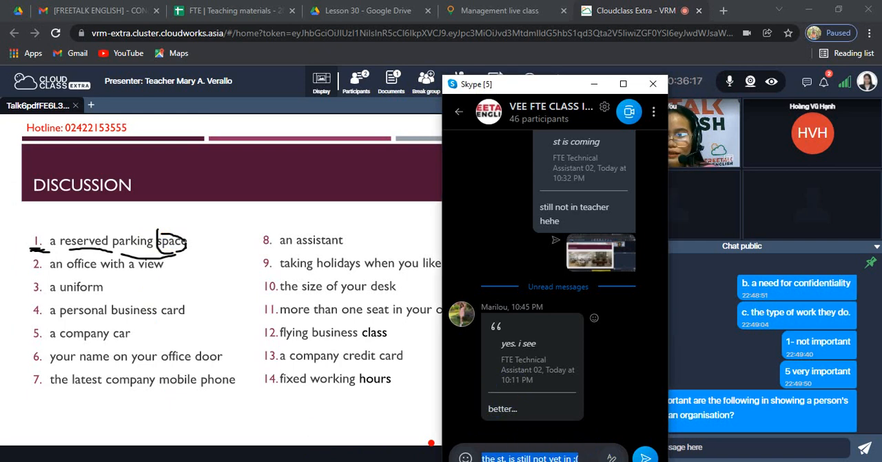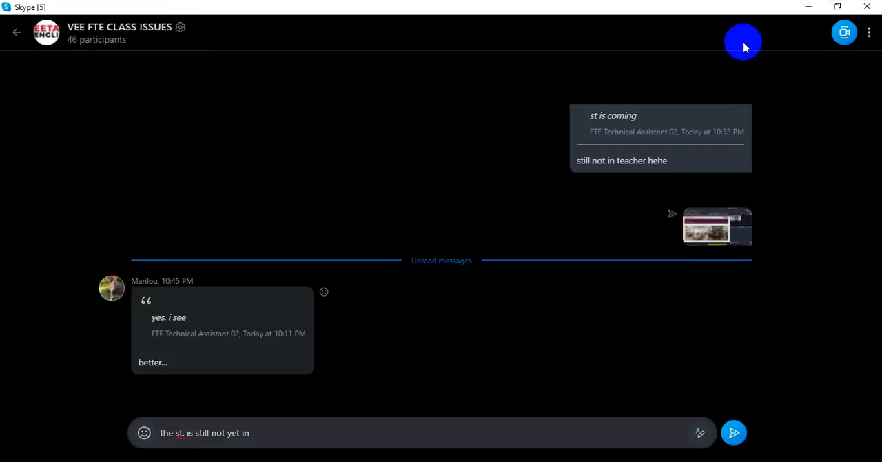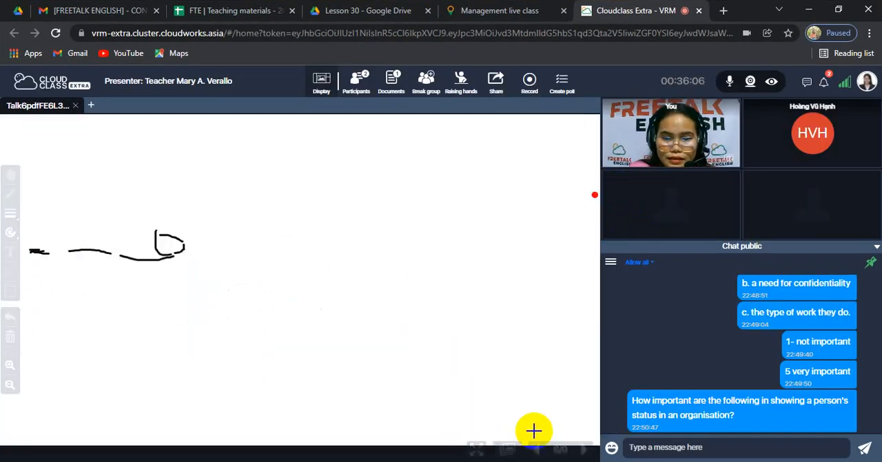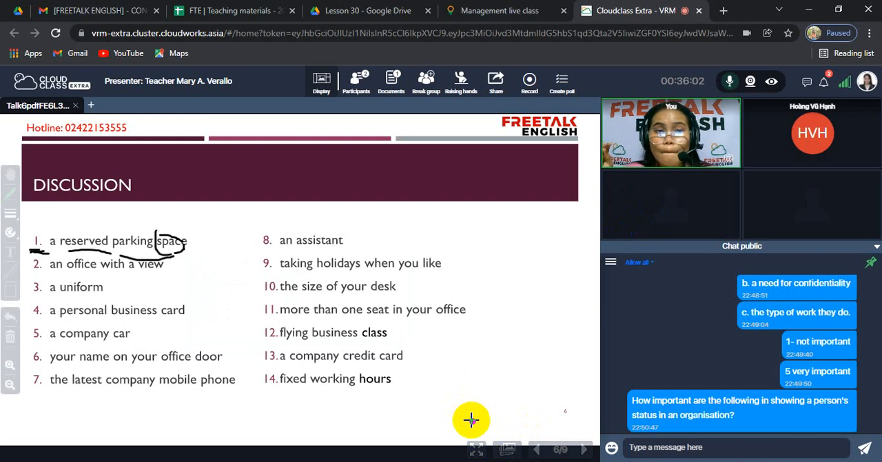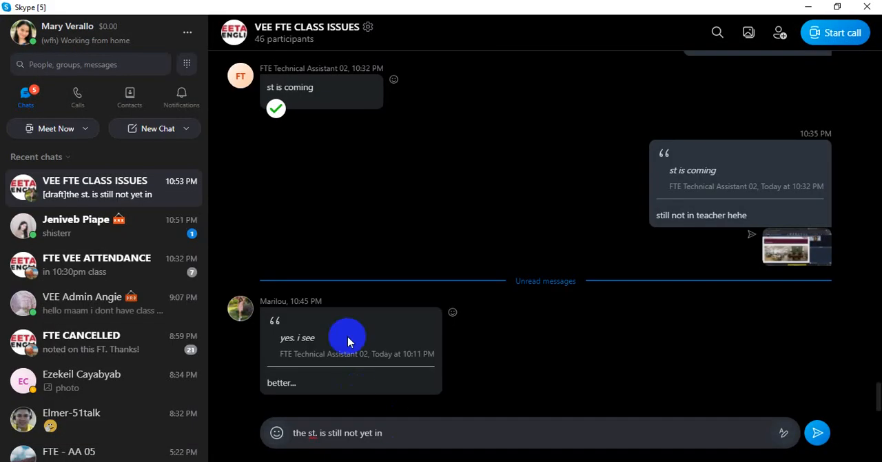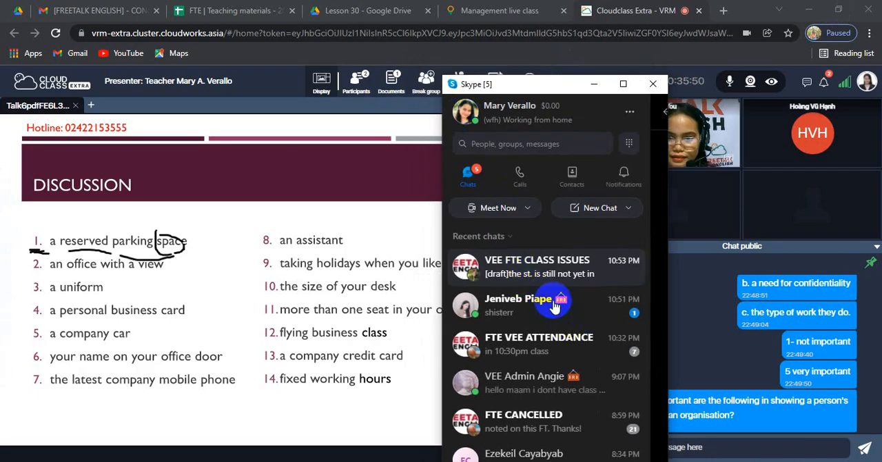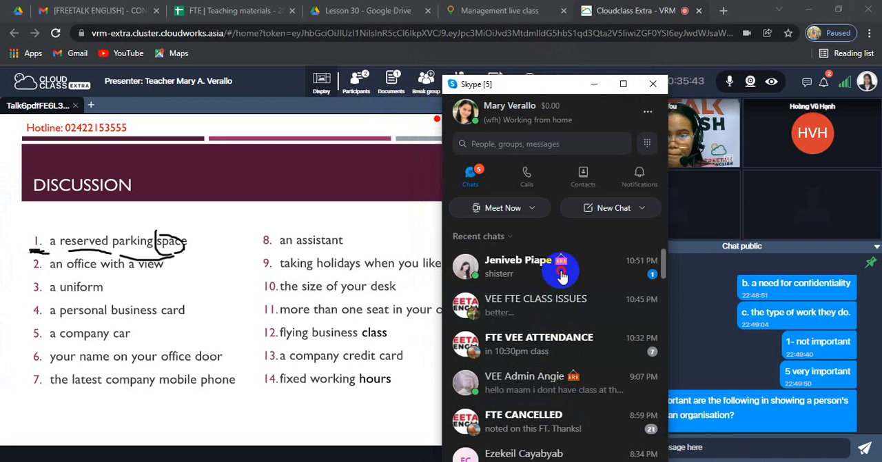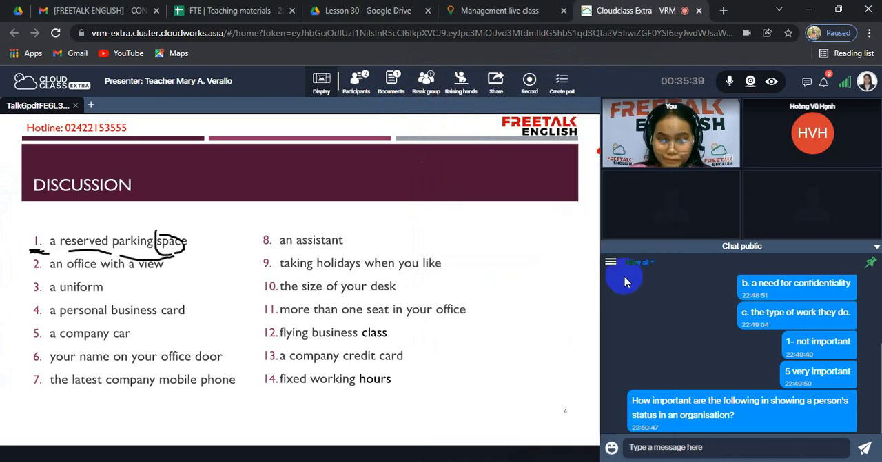Okay, so what do you think is the reason, or in your own idea, why do you say that it is very important? Because maybe when you come to the company and you don't have any parking space, you can be late for a meeting or anything, like that. Very good. So you are already reserved, meaning it saves time because you already have a reservation. Is that what you mean?